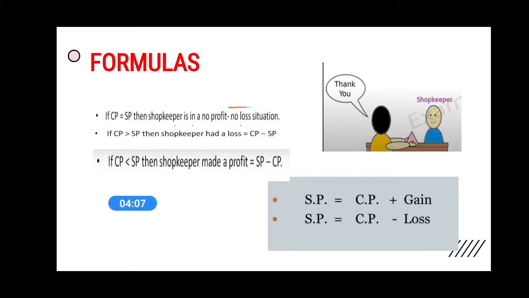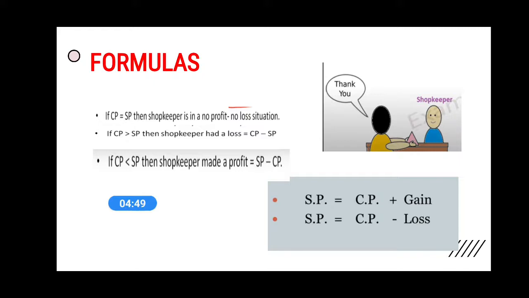And if his cost is more than the selling price, then the shopkeeper has the loss, which is equal to CP minus SP. For example, उसको cost है 500 और उसे 450 में सेल करना पड़ा, then he will have to face the loss of 50 rupees. If the cost price is less than the selling price, that means cost कम है and selling price is more than the cost price, then the shopkeeper will get a profit, SP minus CP.